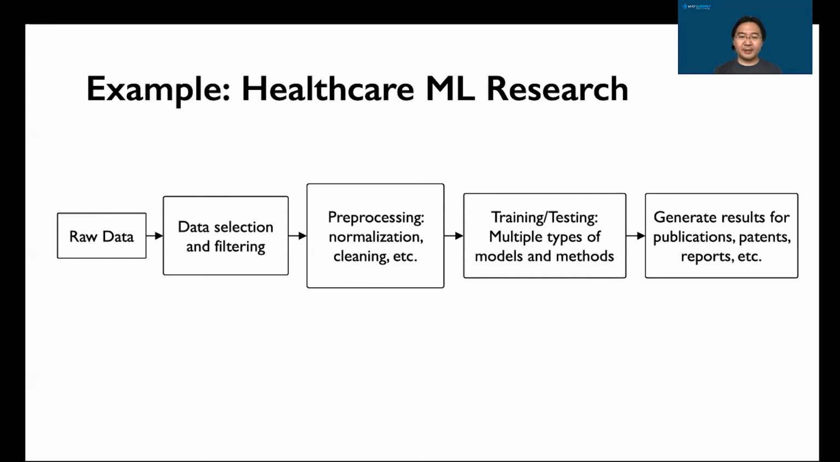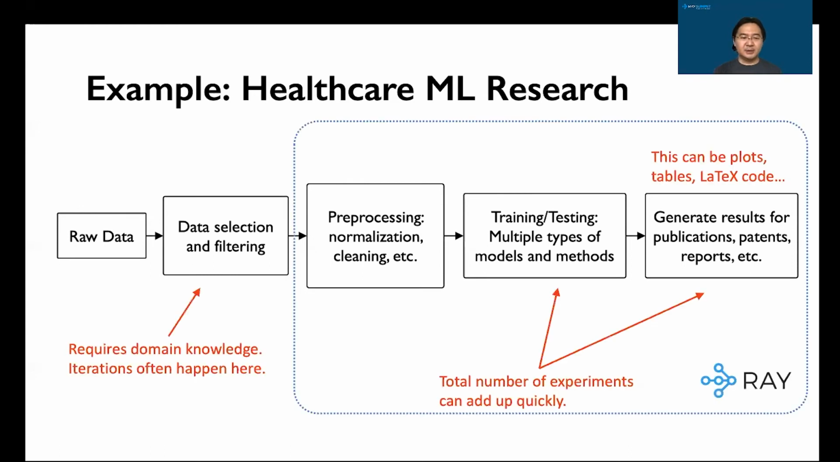the problem is, if we just think about machine learning, this training and testing, people may think the magic is in the model training and methods, but it's actually not. A lot of iterations often happen in the first block. That's the data selection and filtering.